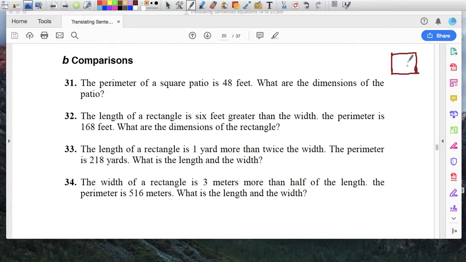Well, if it's a square, I know that, let's call this n. This will also be n, whatever n represents. This will also be n. This will also be n.